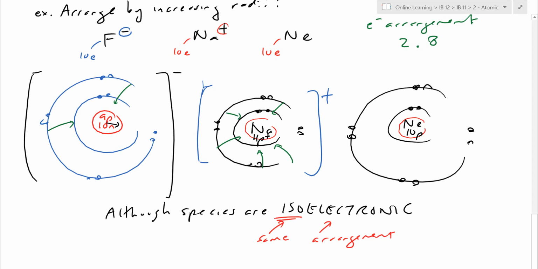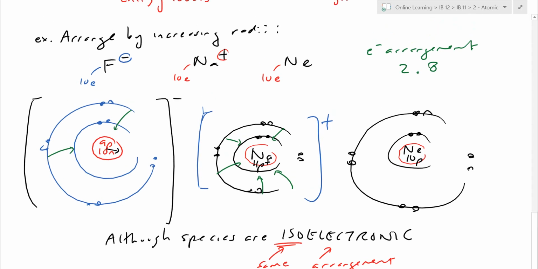We'll do a lot more of this in chapter 3. But basically here, arranging by increasing radii, I should say from smallest to biggest, the smallest should be the one with the most protons. It should be Na+ is smallest, then comes neon, then comes fluoride. They all are isoelectronic. They all look alike.